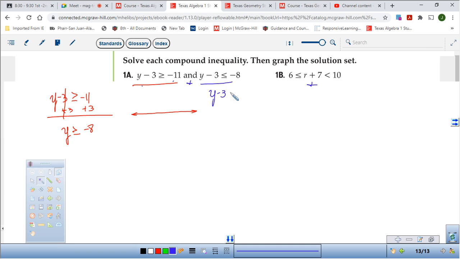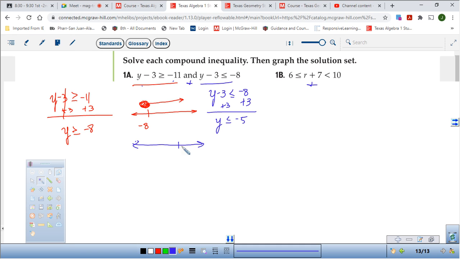So y minus 3 is less than or equal to negative 8. Let me add 3, y is less than or equal to negative 5. Okay, so now I know what two numbers I'm going to compare. So a negative 8 would be over here. Okay, a negative 5 would be on this side. But from a negative 8, I'm going to the right. And it's shaded in.